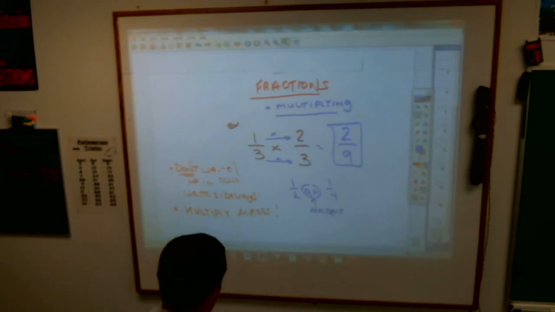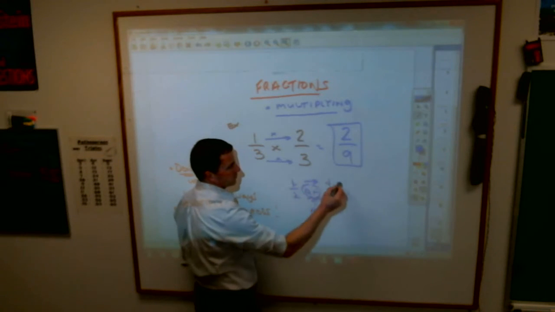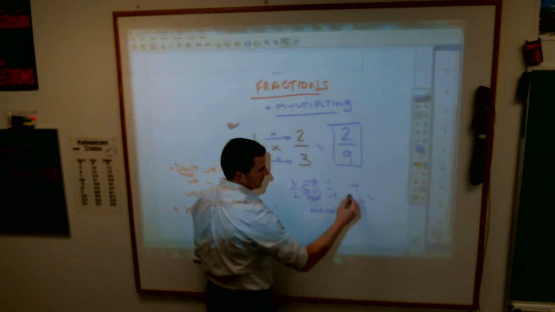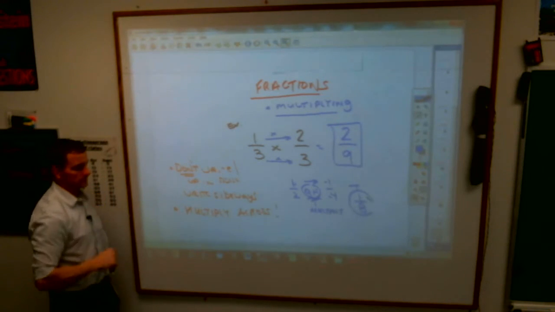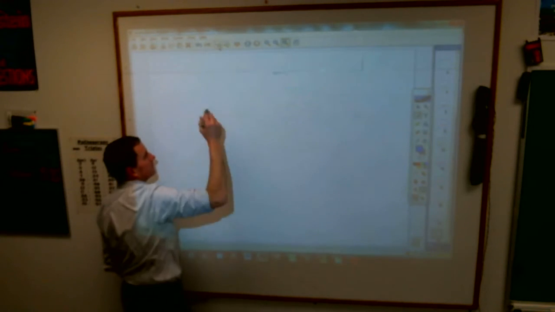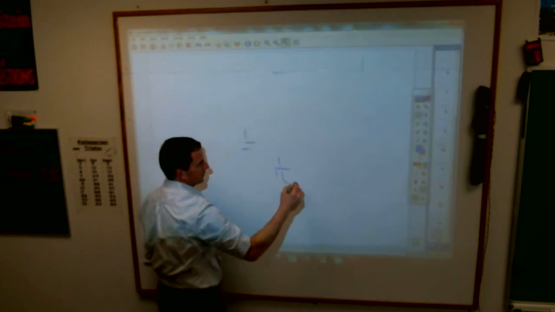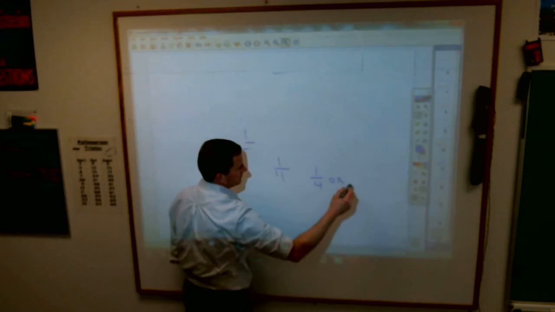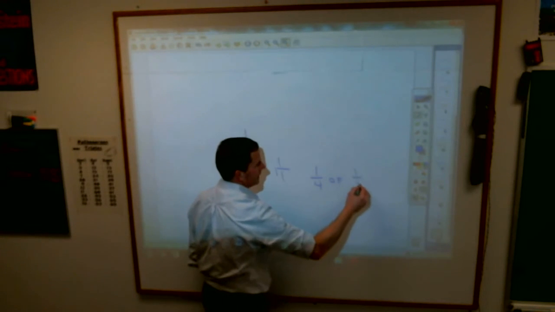So, if we multiplied it across, what do we get if we multiply across? 1 times 1 is 1. Wow. And 2 times 4 is 8, so 1/8. Same thing if I asked you, what is 1/4 of 1/2?